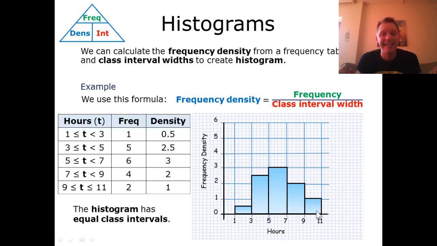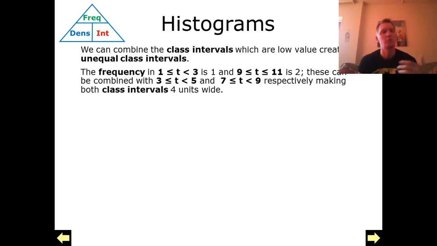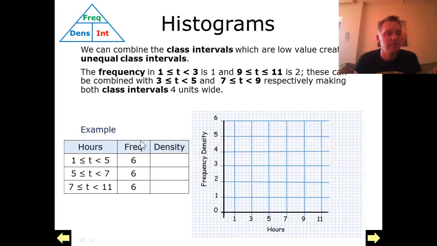And as you can see, it's equal class intervals. But because there's a couple of low values there, I can actually combine them with classes that are next to them. So it's going to create unequal class intervals. So now my class intervals will go from 1 to 5, 5 to 7, 7 to 11. And there's a frequency of 6 in each of these.